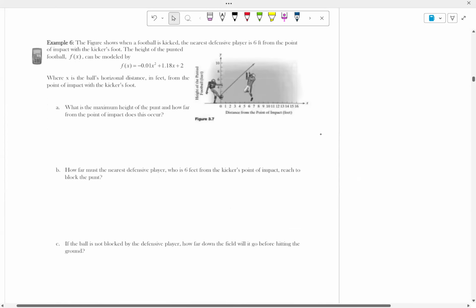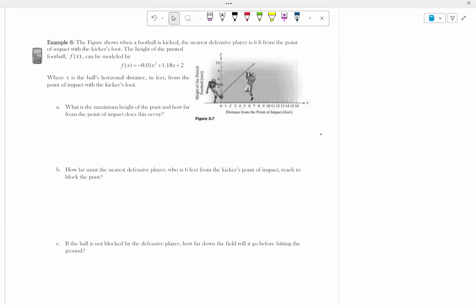Example 6, an application. The figure shows when a football is kicked, the nearest defensive player is 6 feet from the point of impact with the kicker's foot. The height of the punted football, f of x, can be modeled by the function that you see there, where x is the ball's horizontal distance in feet from the point of impact with the kicker's foot. In other words, if you were to plug in a 2 for that x, then you would be able to see the height there at 2, when x equals 2, the horizontal distance of 2 from the kicker's punt.